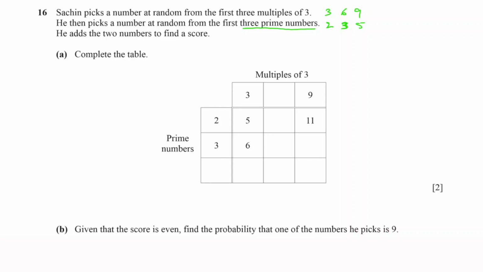So he picks a number at random. The first three prime numbers are taken, and the first three multiples are also taken. He then adds the two numbers to find a score, right? So this row is for multiples of 3 and this is for prime numbers.